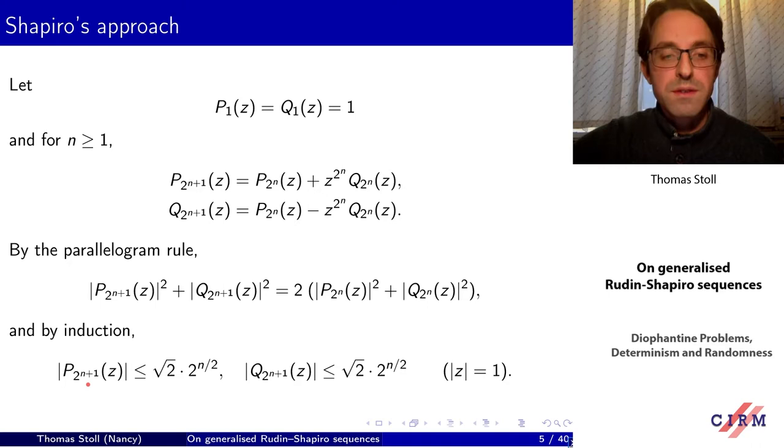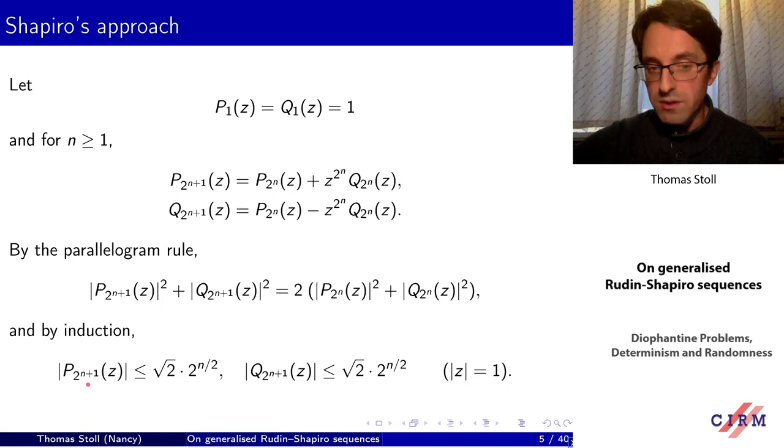Starting from this construction, you can define a sequence. This is how Shapiro actually started off. You can show that passing from n to n+1, this polynomial has the same coefficients. So the first coefficients stay stable and will not change. And so you can let n tend to infinity.